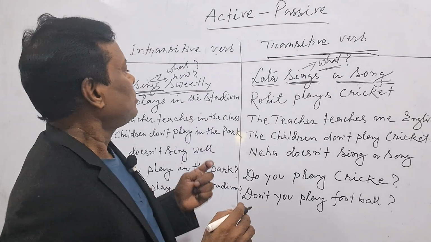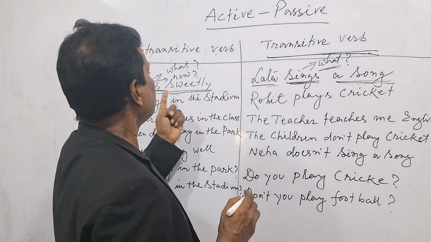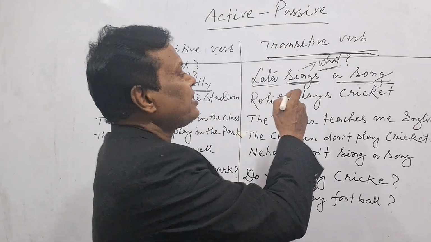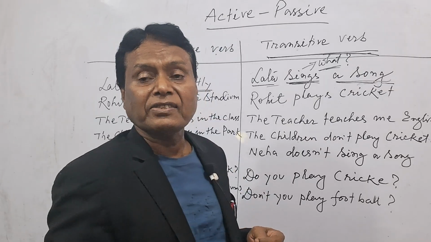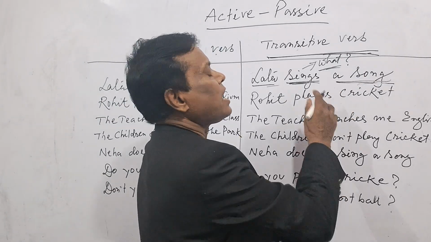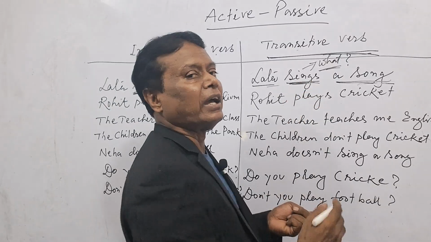How? देखो, इसको हम पैसिव नहीं बना सकते. लता sings sweetly नहीं बना सकते. Lata sings a song, we can convert into passive. That is why it is called transitive. A song is sung by Lata. A song is sung. Now sings sung में बदल गया.